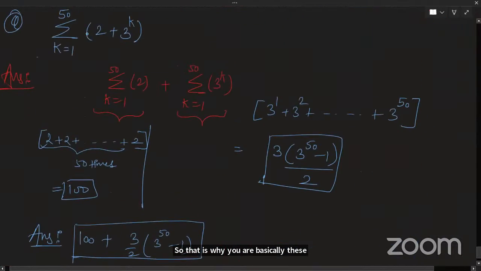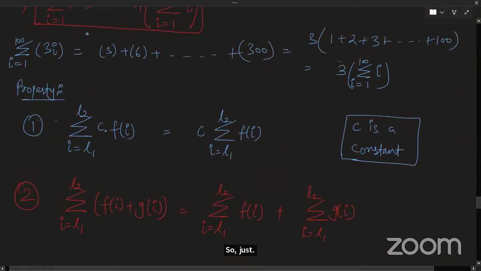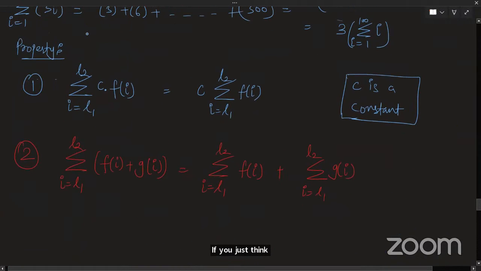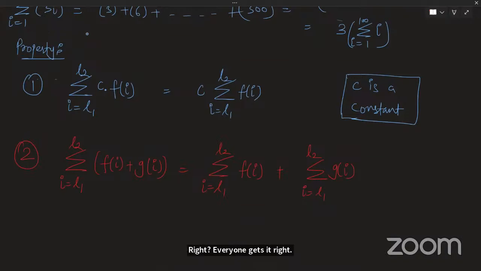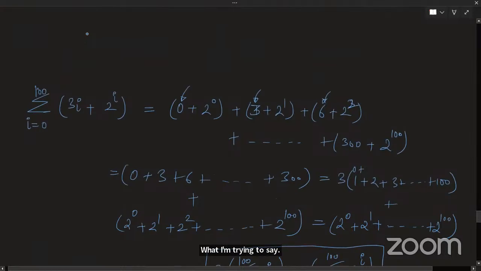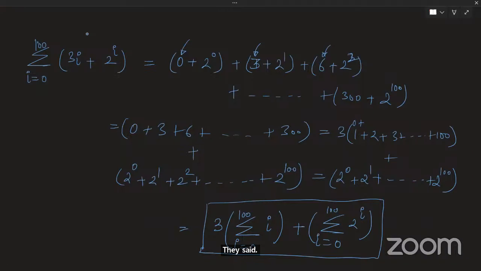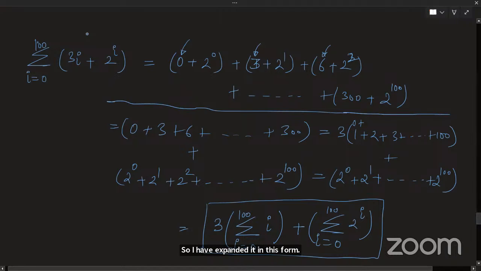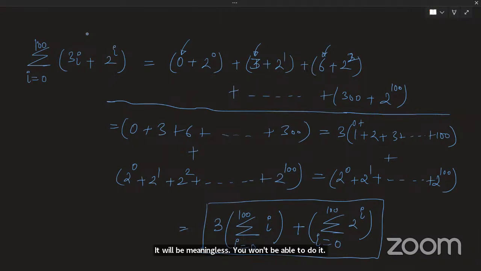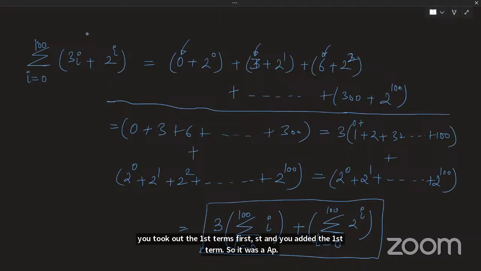Fine. So if you think clearly, you are not doing anything new, right? Everyone gets it, right? What I'm trying to say is that you are not doing anything new. See, for example, you have a sum something like 3I plus 2 raised to I. I have expanded it in this form. Now if you calculate the value of these individual terms and try to add it, it will be meaningless. You won't be able to do it. So what you did, you took out the first terms first and you added the first terms. It was an AP. Similarly, you took out the second terms, it was a GP.